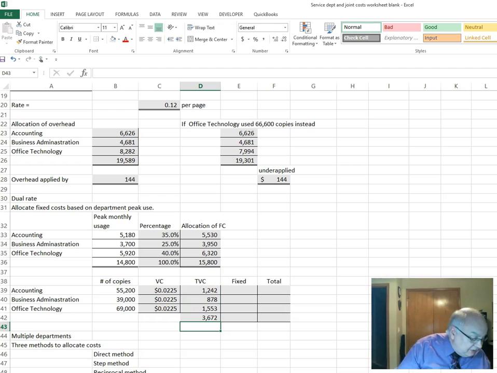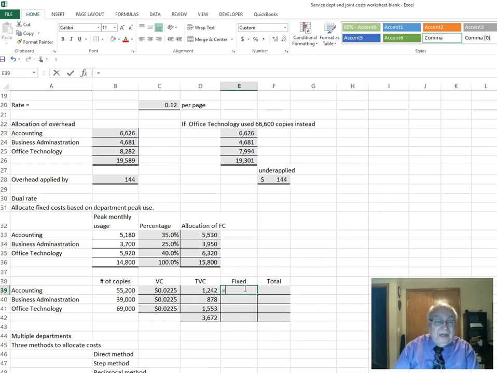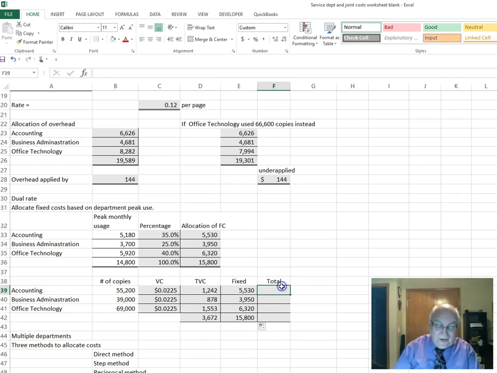That gives me 3672. The fixed costs was the allocation, is what we did up here. So we can copy it down, 55,300, 3950, 6320, for a total of 15.8. So my total then will be the 12,042 plus the 5530 for the accounting, and so it'd be 6772. So it's a little bit different by doing it this way. It can vary quite a bit, but in this case it's just a little different.